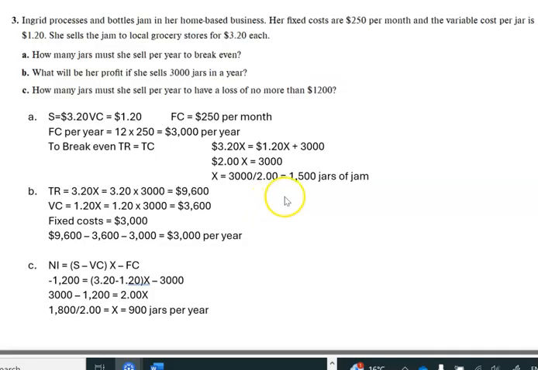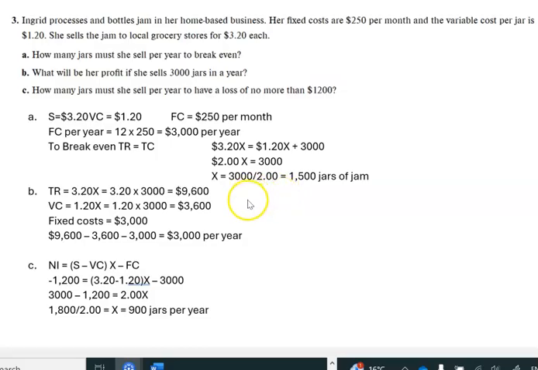Okay, so B, what will her profit be if she sells 3,000 jars per year? So we've got total revenue, 3.20 multiplied by 3,000 jars gives you 9,600. We've got variable costs, $1.20 per jar multiplied by 3,000 jars to give you 3,600. We've got fixed costs of $3,000. So therefore we've got our total revenue minus our variable cost minus our fixed cost gives you 3,000 per year.